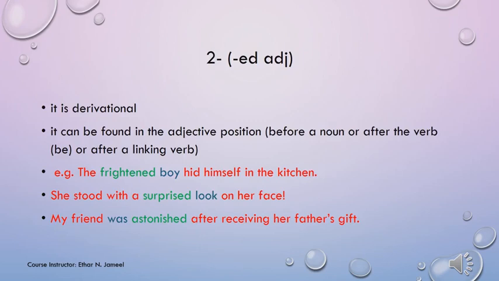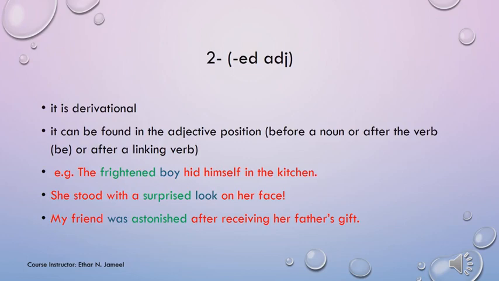The second suffixal homophone of -ed is -ed adjectival. -Ed adjectival is derivational, not inflectional. And we can find -ed adjectival in adjective position. As we've said, adjectives can be found in English before a noun, after the verb be, or after a linking verb.